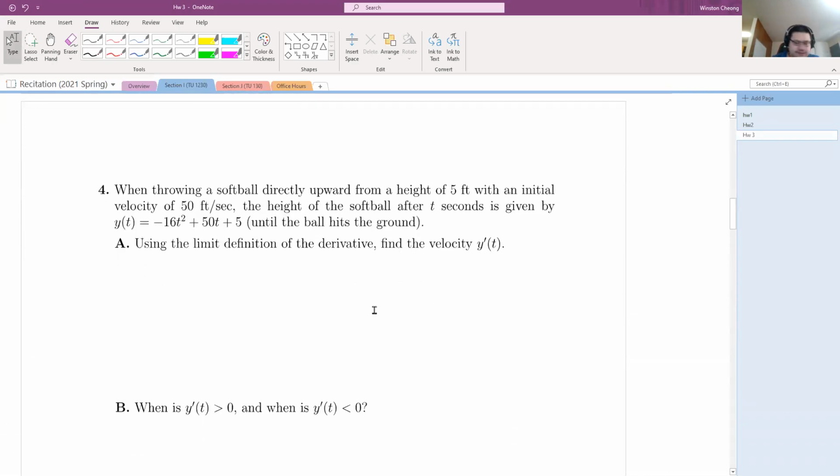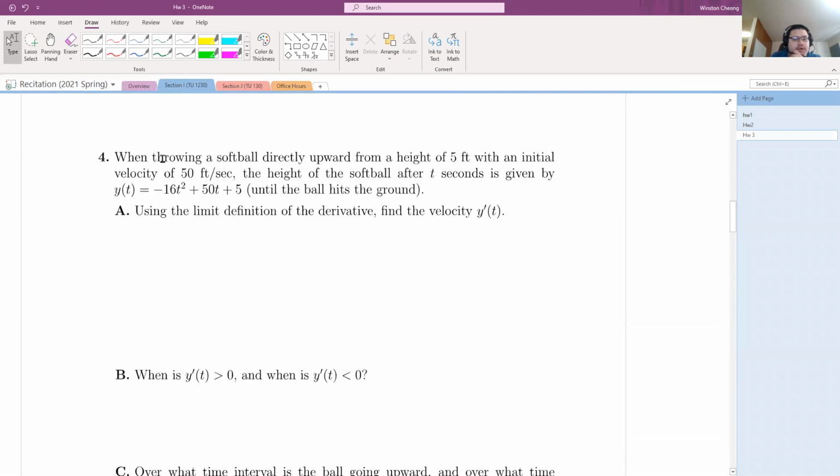We're going into, okay, yeah. Throwing a ball.